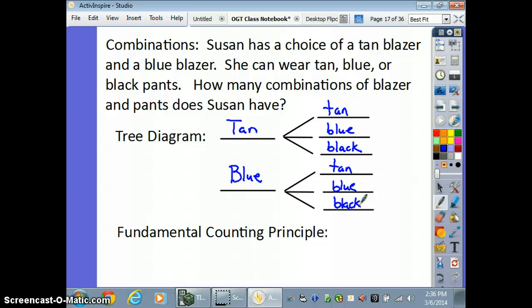Fundamental counting principle. We've been working with this. There are 2 events. One, you choose a blazer. There are 2 outcomes. The second thing, you choose a pair of pants. There are 3. So the total outcomes is 6. Blazers, 2 times 3 pants is 6. And you can see them here: 1, 2, 3, 4, 5, 6.